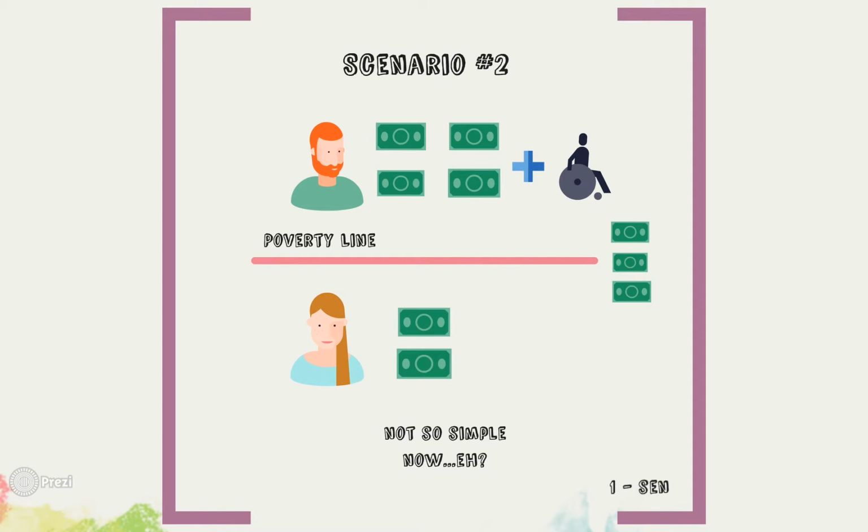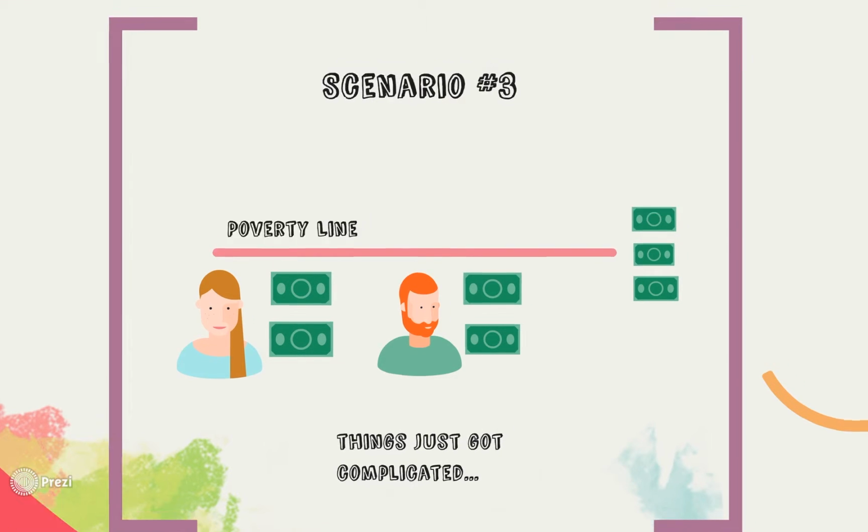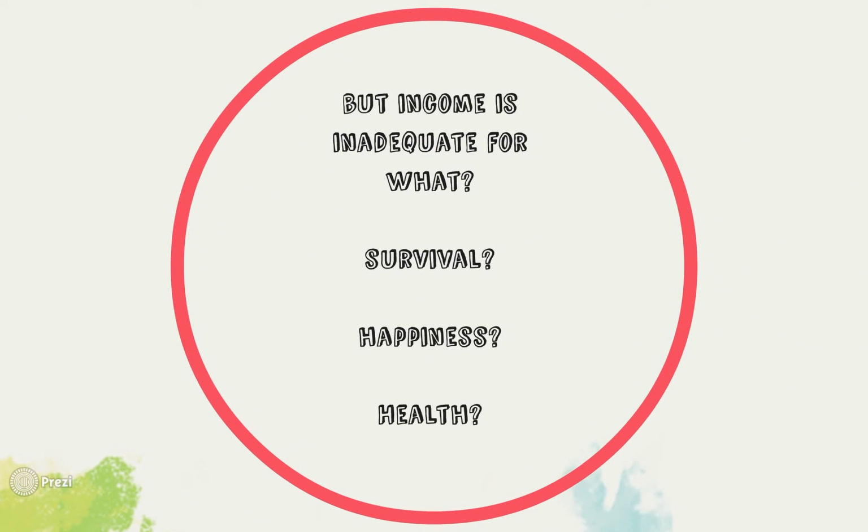Scenario number 2. All of the factors are the same here, except now we know that the man on top has significant medical expenses, taking $2 away from his normal income. Let's see how this changes his poverty status. Looking at this one additional expense has moved the man below the poverty line. His income is no longer sufficient to support his needs. Now that we've considered other factors outside of income, what else is there to consider?